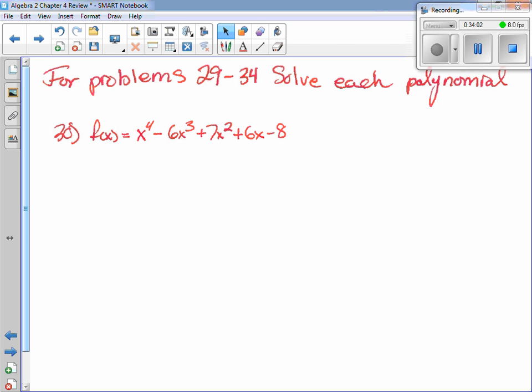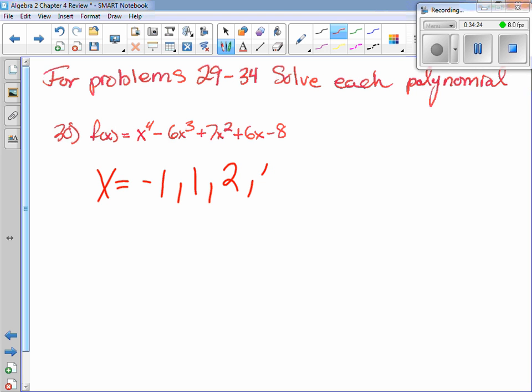So if we did this one here, how many zeros should I have? The degree of the polynomial function is? And according to the fundamental theorem of algebra, the number of solutions this should have is 4. And if we graph it, we would see on the graphing calculator that it crosses the x-axis at negative 1, 1, 2, and 4. Are there any more values I need to find?